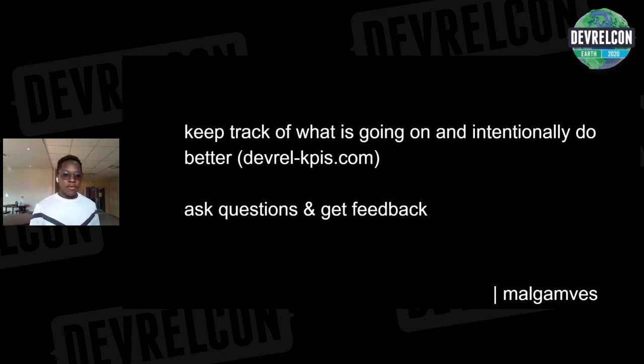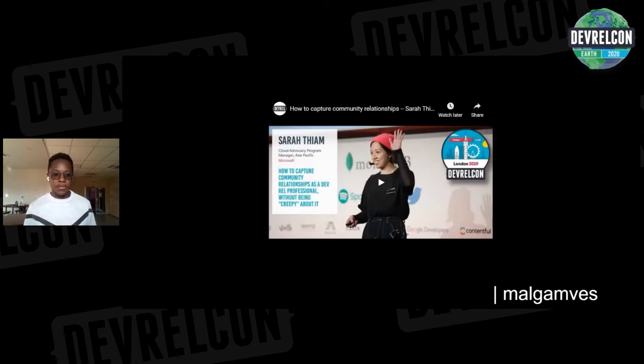The people at Orbit have a really cool resource where you can look at a lot of community opinions and community metrics at DevRel-KPIs.com, and I think that would be really useful. And last but not least, ask questions and get feedback. Like I said, measure something and really try and do better. This is a really good talk by Sarah. How to capture community relationships as a DevRel professional without being creepy about it. And really, that's it with a lot of my solutions.